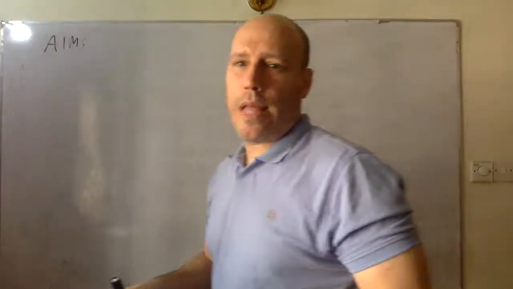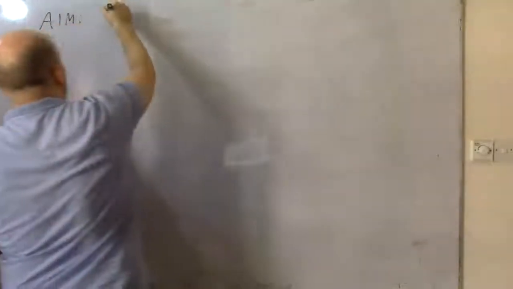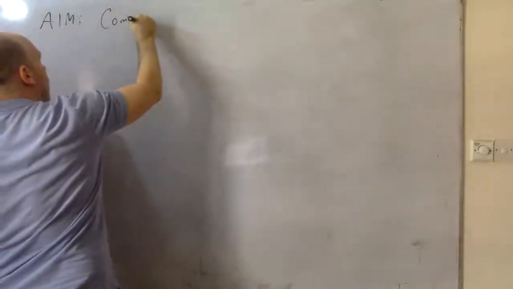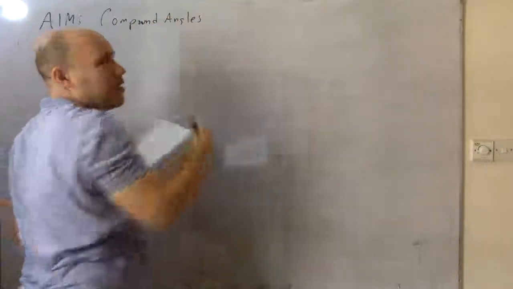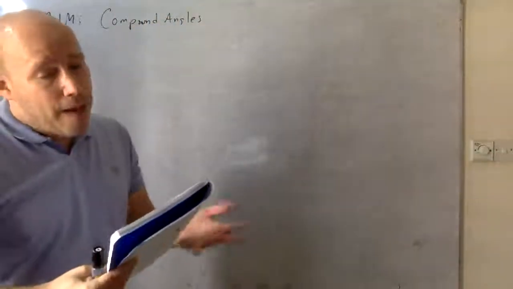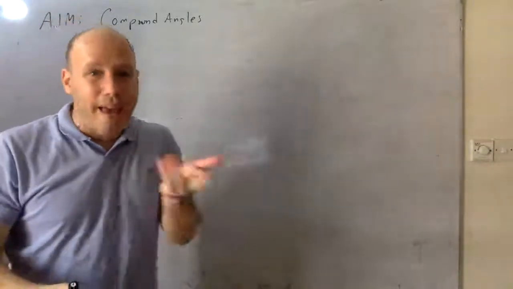Okay, so let's talk about the next unit, which is compound angles. And we'll talk about other things in this video. Compound angles are basically the sum and the difference of two angles.